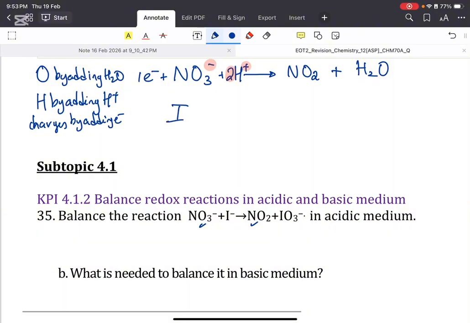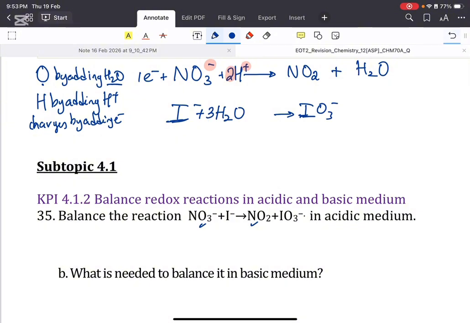Now, again, I minus iodide. I need to balance it with IO3 negative. So, 1 I is already balanced. 3 oxygen, so I'm gonna add on the side that is missing oxygen 3 H2O. Remember, you balance O by adding H2O. Now, how many hydrogens do I have now? 3 times 2, that is 6. So I add H plus on the side that is missing hydrogens.